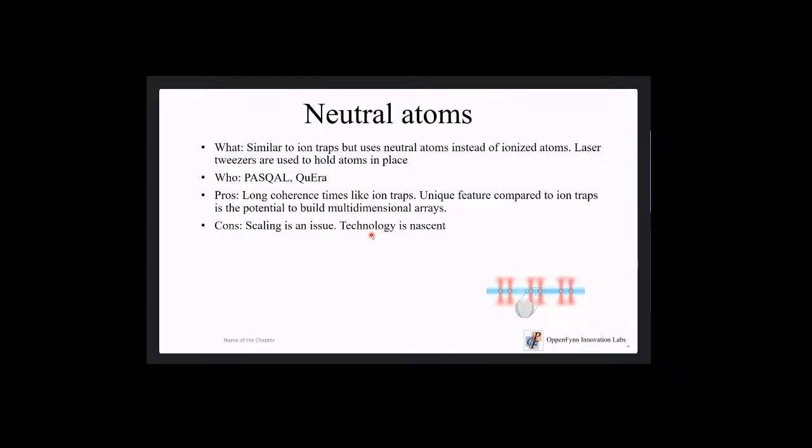This is neutral atoms. It's very similar to the ion trap, but as the name suggests, instead of using ions or charged atoms, we use neutral atoms instead of ionized atoms. And with these atoms, you can't use an electric field to hold them in place. So we instead use laser tweezers to hold these atoms in place.